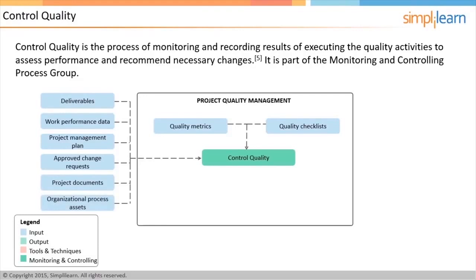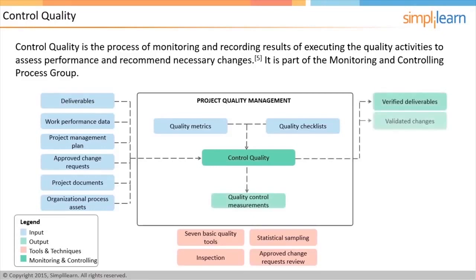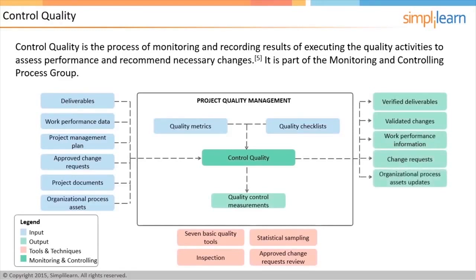There are 7 popular tools and techniques used in doing the quality control activities. They are collectively known as 7 basic tools of quality. Other relevant tools are statistical sampling, inspection or testing, and review of the approved changes. Quality control activities result in quality control measurements, the verified deliverables, validated changes, information about the work being performed, recommended changes, and updates to the organizational process assets, project management plan, and other project documents.